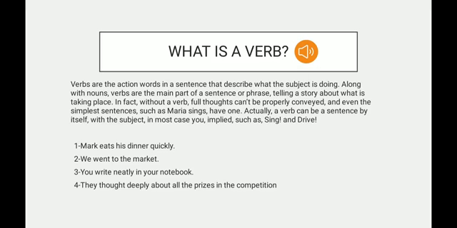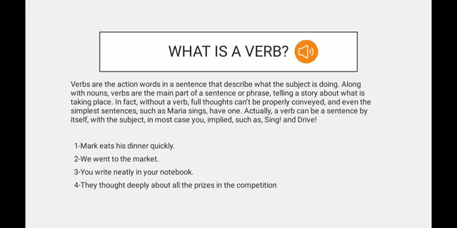As I told you, verbs are action words in a sentence that describe what a subject is doing. And verb is one part of grammar in English that can stand alone independently. Like if I tell you run, you don't need a sentence for it. When I say run, you run. So it is something that is very independent. Let us just go through it once.